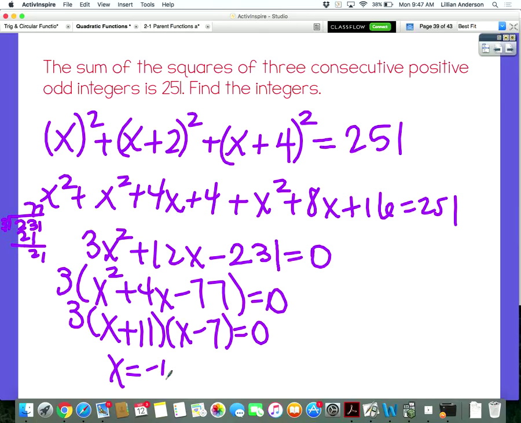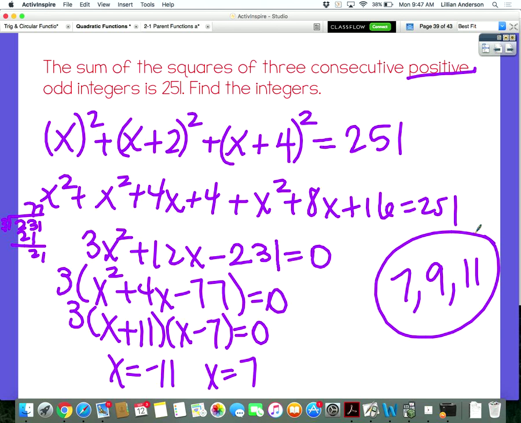So x would equal negative 11 or x would equal 7. But which one's right? 7, because we're looking for positive integers. So my three numbers are 7, 9, and 11.